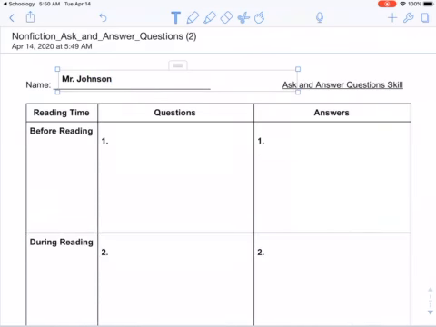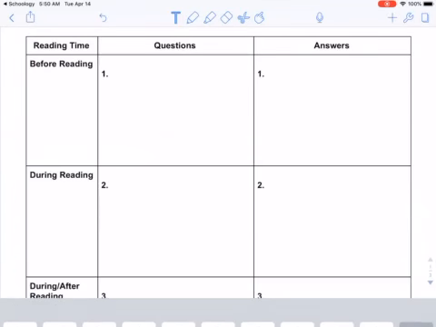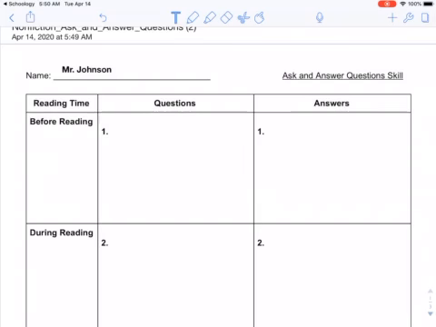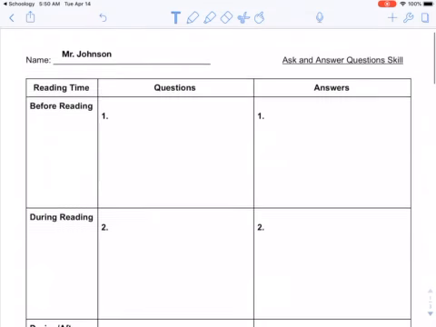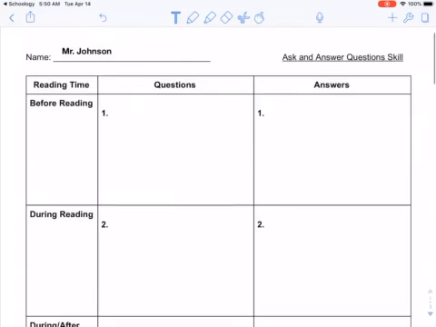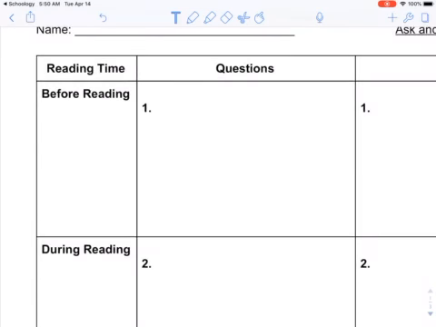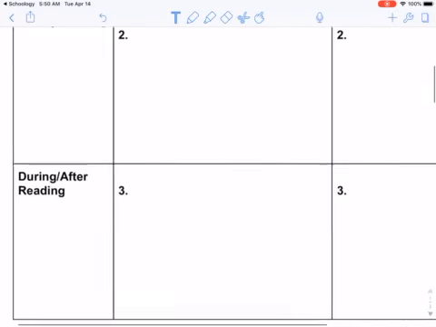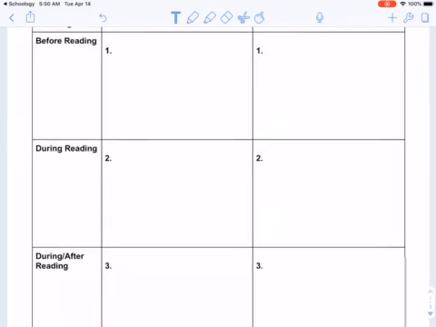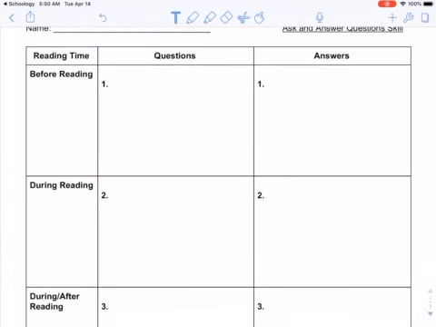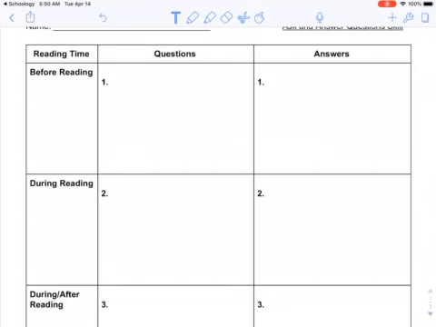All right. Now, before I do any reading today, I'm actually going to ask myself a question. You're going to see on this skill sheet here, it's a 3-column note taker. The first column is reading time, so before reading, during reading, or after reading. The middle column is where you're going to write down a question, and the last column is where you're going to write down an answer.